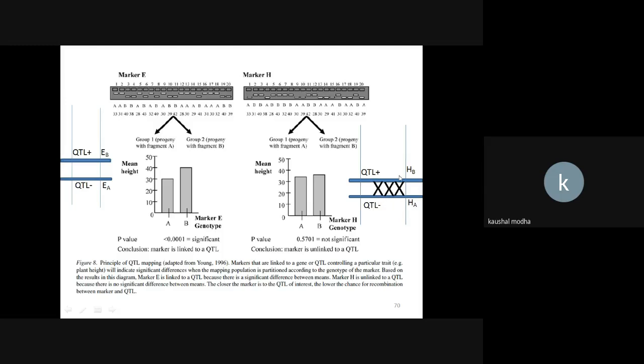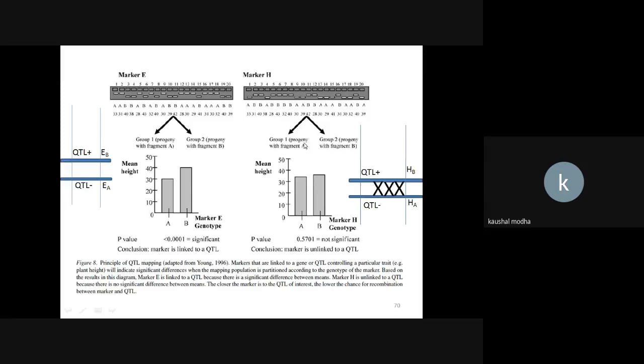There are many recombination events possible between this marker locus H and the QTL. So the marker is away from the QTL and there is independent assortment. That means the positive allele of the QTL may be equally present with HB or HA. A negative allele may be equally present with HB and HA.